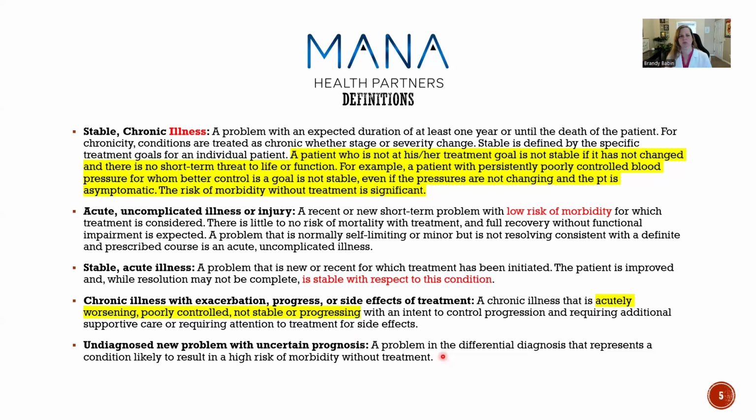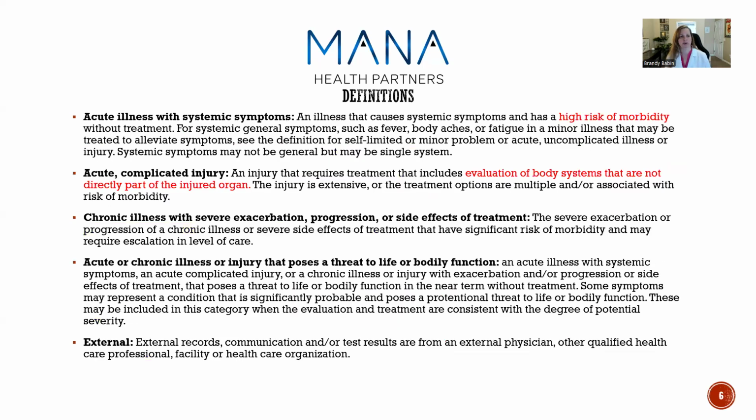Undiagnosed new problems, you can read on that yourself. I'm just going to highlight some of the bigger issues. Acute illness with systemic symptoms and acute complicated injury. Let's focus on that one for a second. It's an injury that requires treatment in evaluation of body symptoms that are not directly part of the injured organ.